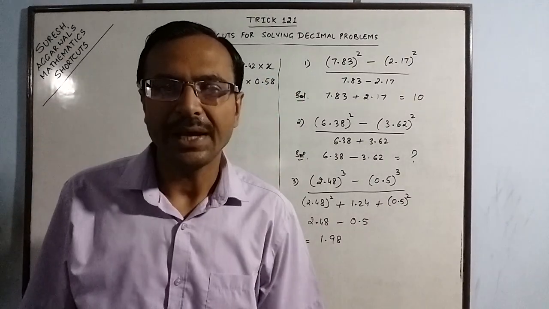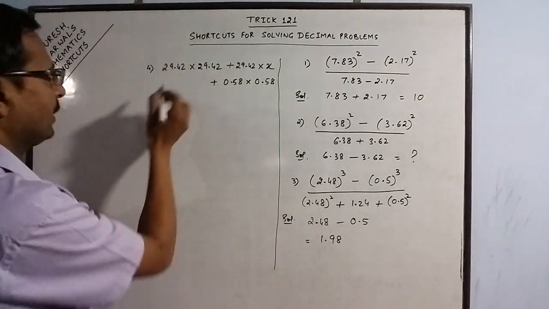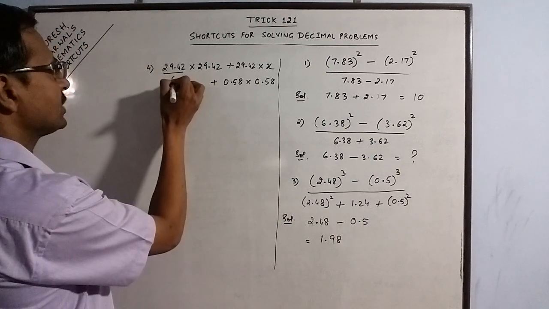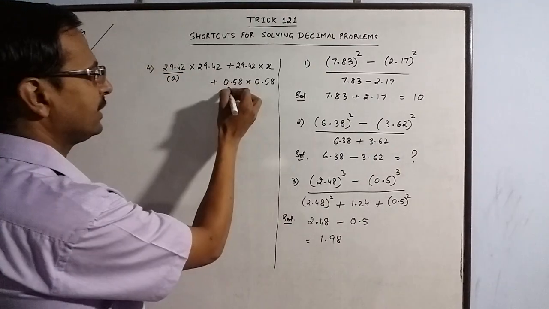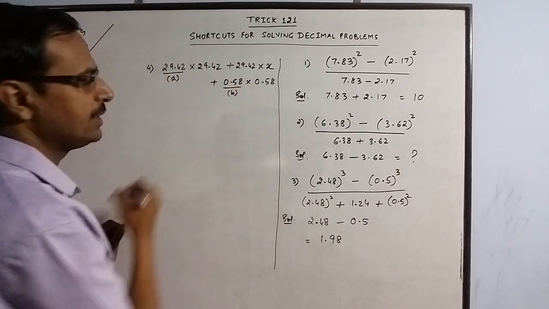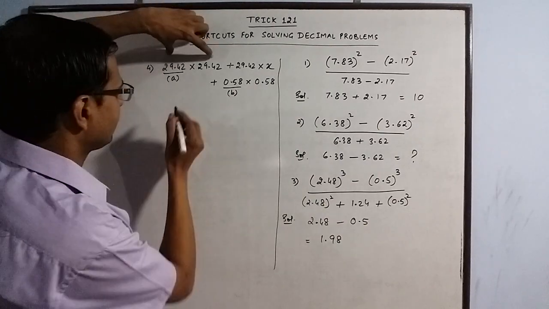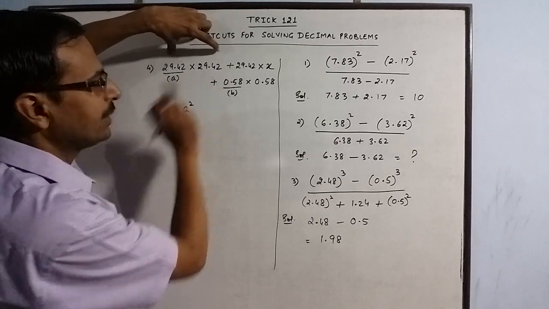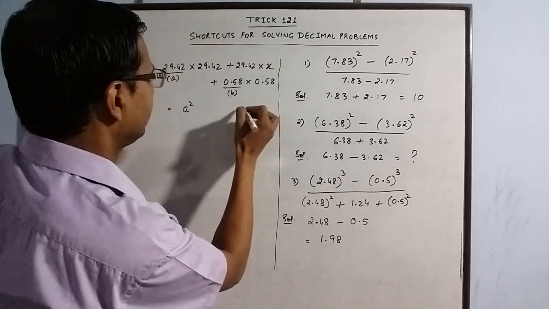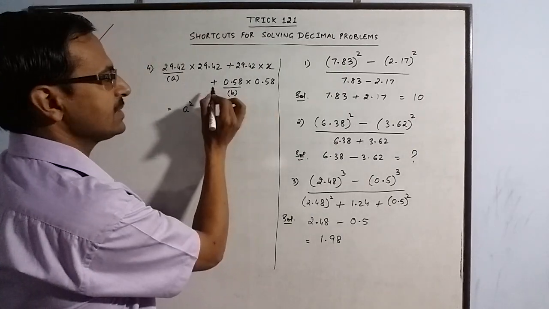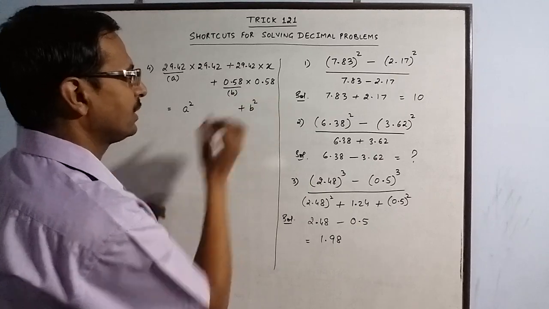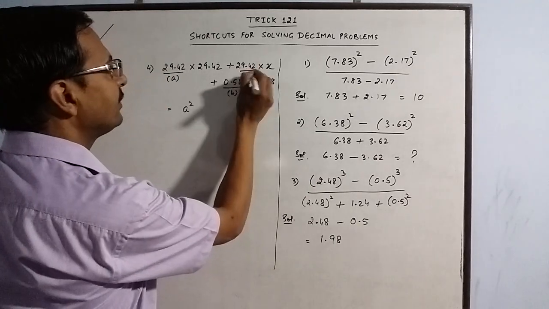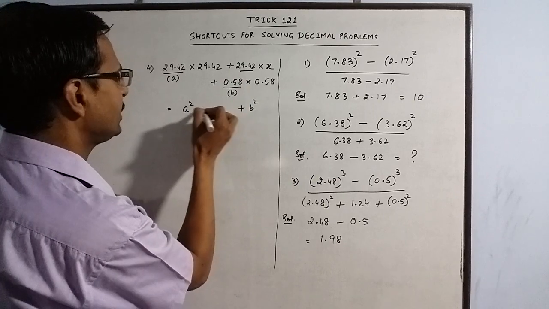Now if you observe this identity here, suppose I call this term a, and this term I call b. So the entire first term is actually a square, because this is a into a, and the third term is plus b into b, that is b square. Here you have the same term, so a is already there.